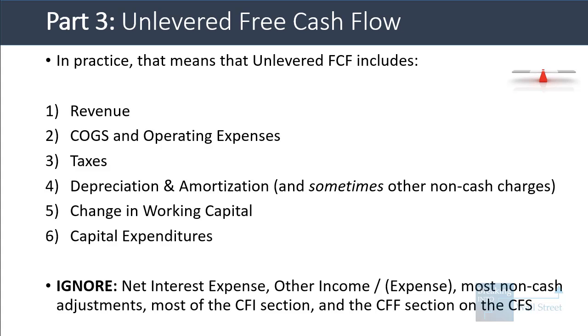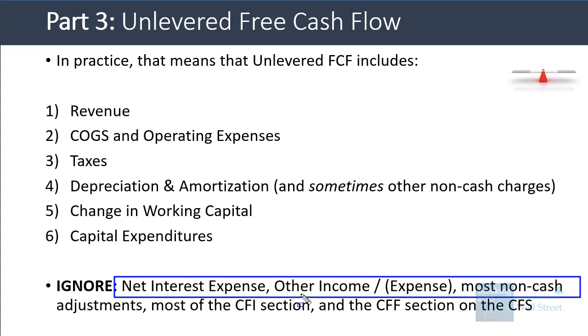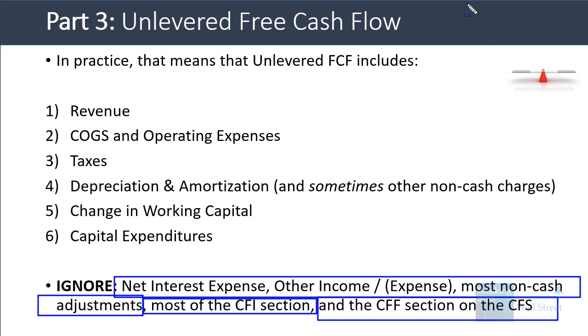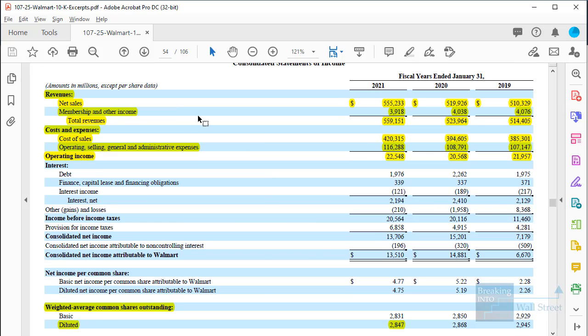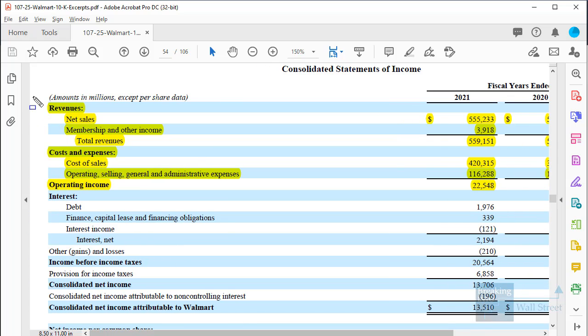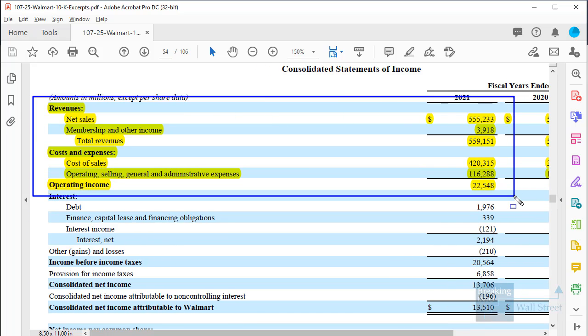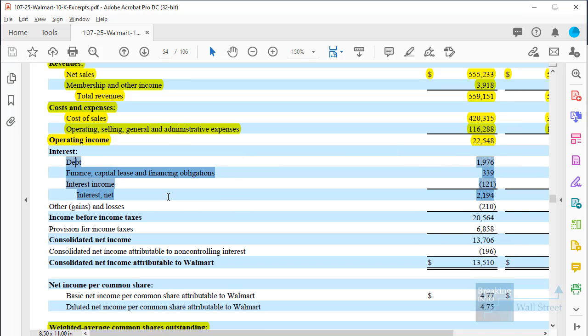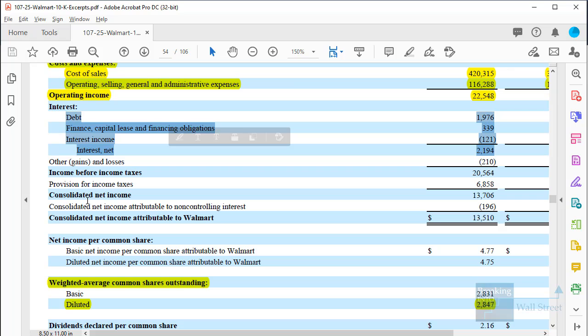You should ignore items like the net interest expense, other income and expenses, most non-cash adjustments on the cash flow statement, most of cash flow from investing, most of cash flow from financing. And so if you look at Walmart's statements, for example, we're not really including that much. If you look at their income statement, we definitely want their revenue, we want their cost of sales and operating expenses. But then below that, we don't want items related to the capital structure. We do want taxes, but we're going to calculate them a bit differently, so I have not highlighted them here.